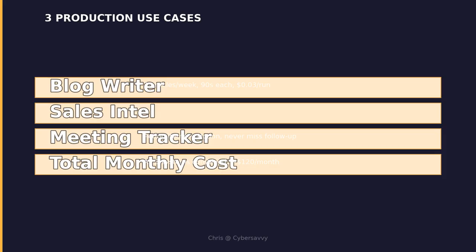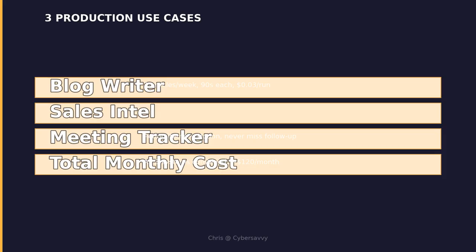Use case 2 is the sales intelligence agent. Every time a new lead fills out a form on the website, a webhook fires, sends the lead information and their company website to Claude, who researches the company and writes a personalized outreach email. The email is then reviewed by a human before sending. They close about 30% more deals with personalized outreach.